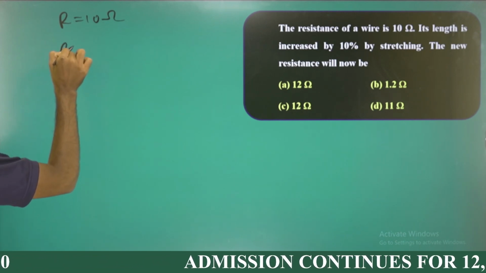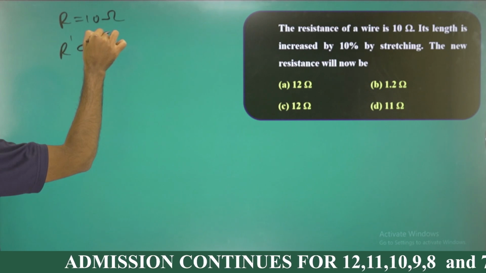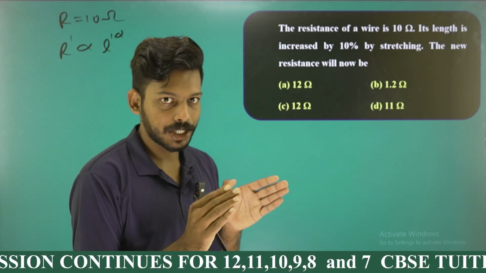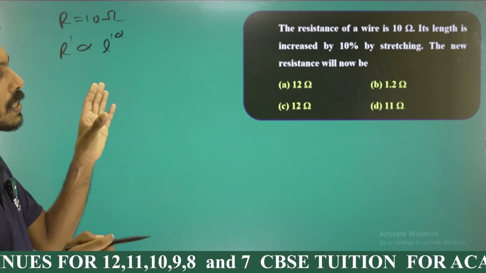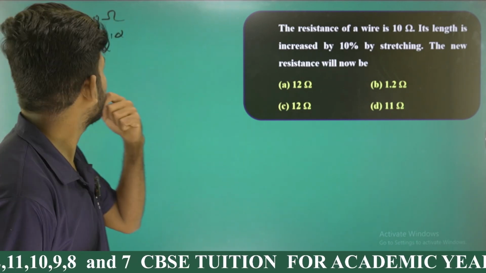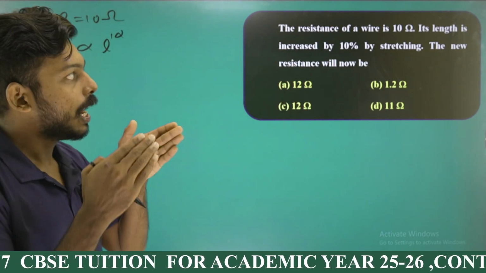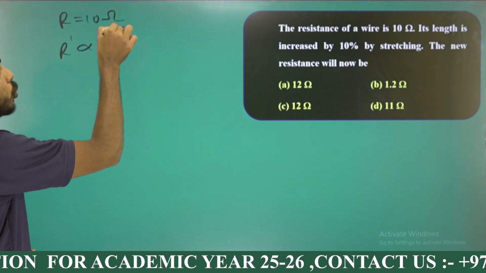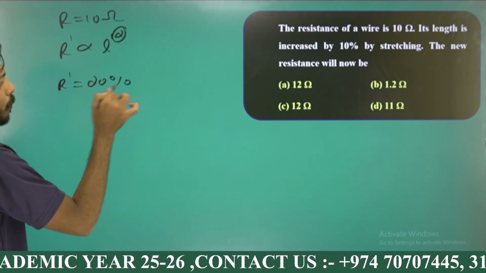We are stretching, so we know that R dash is directly proportional to L dash square. If we stretch by 10%, what will be the error? Actually this topic is from the first chapter in the 11th section, units and measurement. The length is changed by 10%, which implies that the error will be 2 times. So R dash will be 20%.